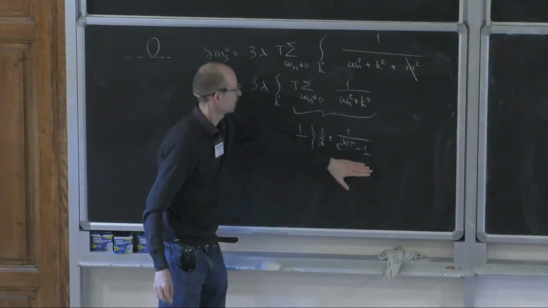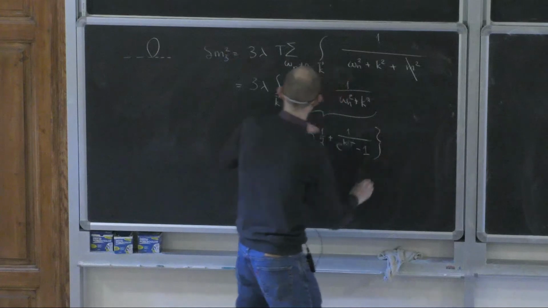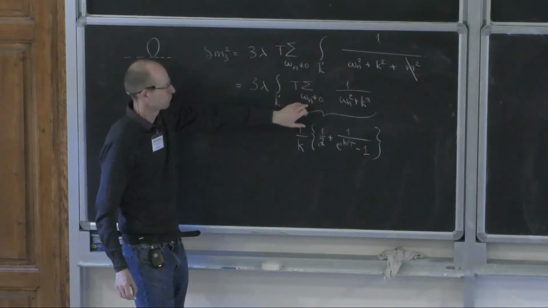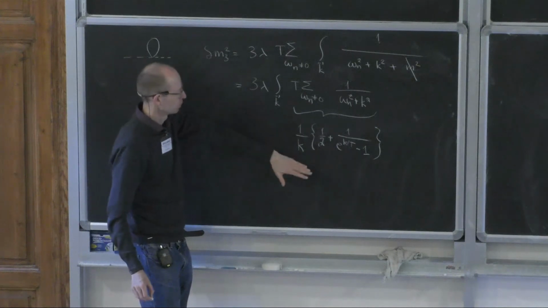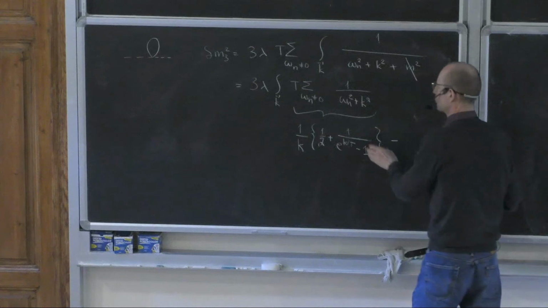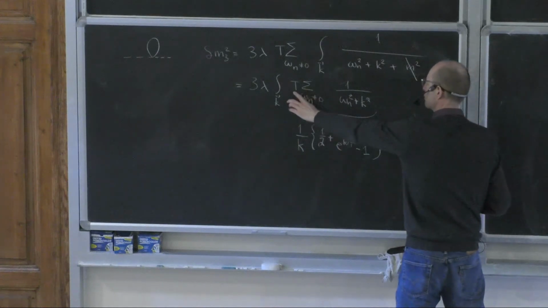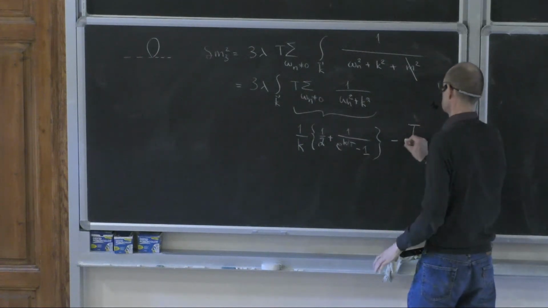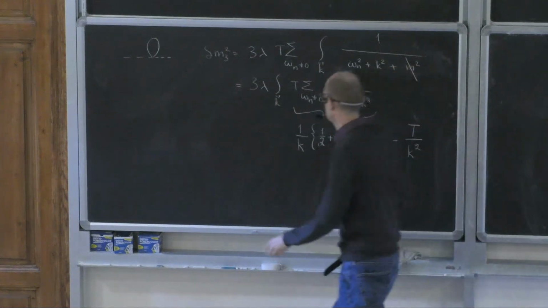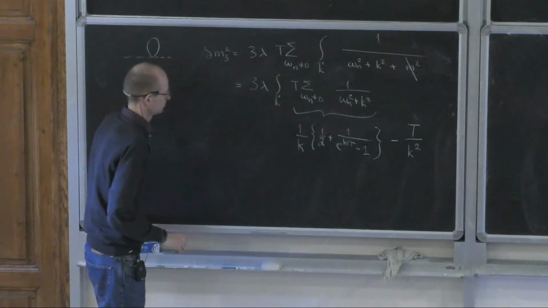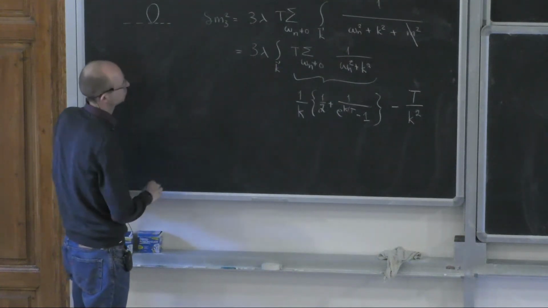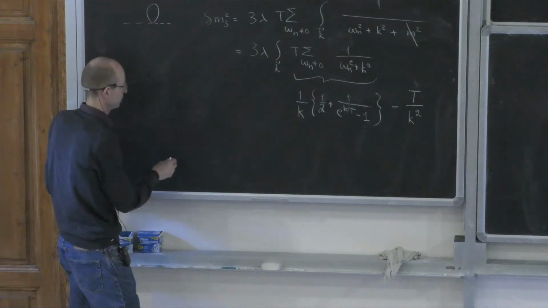Well, this would have been the sum if we had summed over all Matsubara modes. But now we have to omit the Matsubara 0 mode. So I can still take the sum and I just subtract the contribution of the Matsubara 0 mode because it's simple. It's just d over k squared. So not so hard to do correctly. So that's now what we would have to do, this kind of an integral.